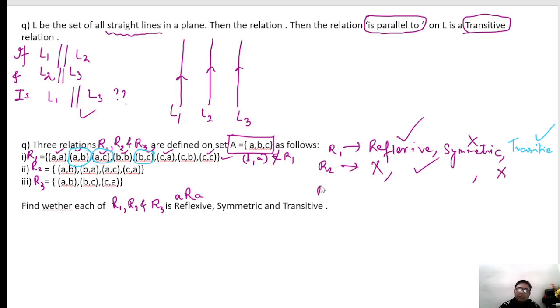Next come to R3. Is AA there? AA नहीं है, BB नहीं है, CC नहीं है, so it is not reflexive. If AB is there तो क्या BA है? नहीं, BA भी नहीं है, so it is not symmetric. If AB is there, BC is there, तो क्या AC है? AC नहीं है, CA है, तो it is not transitive either, right? So this is how we solve the three relations R1, R2 and R3, right?